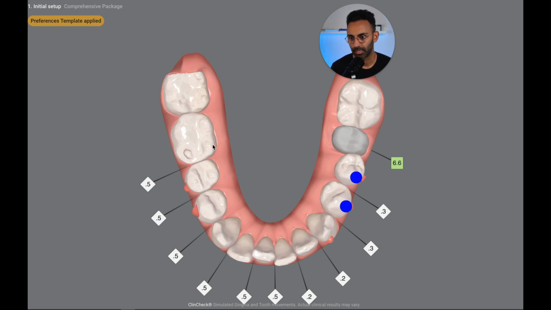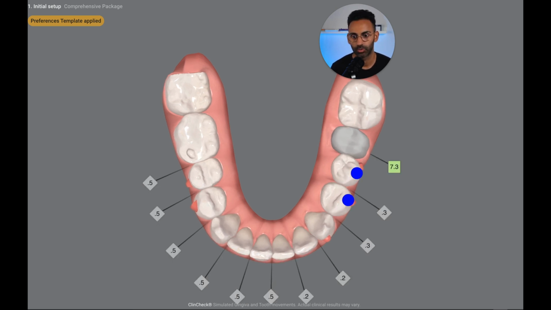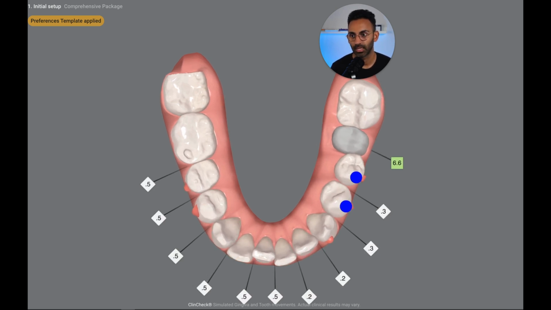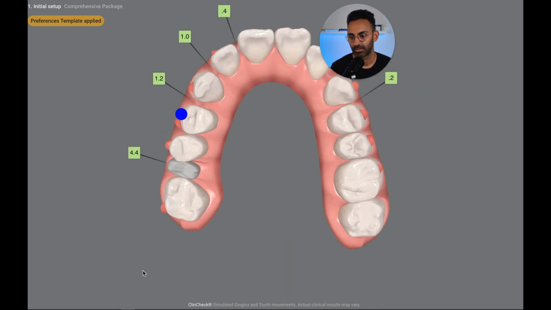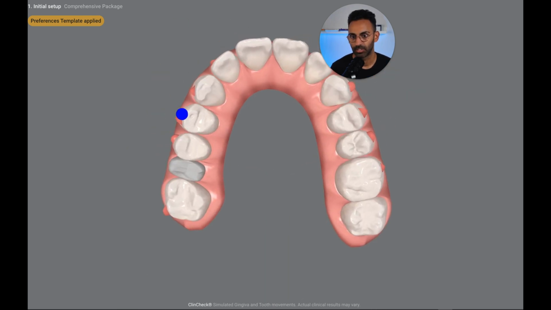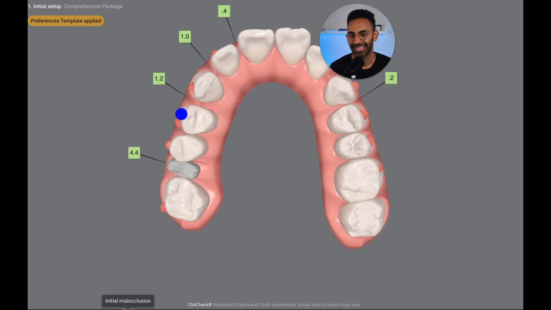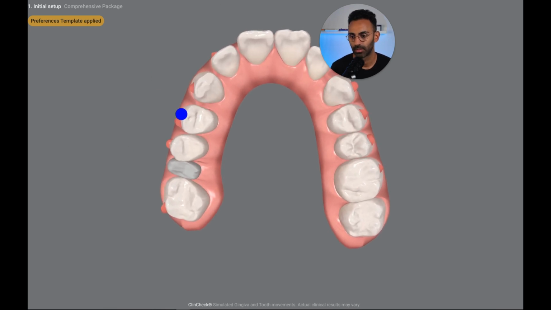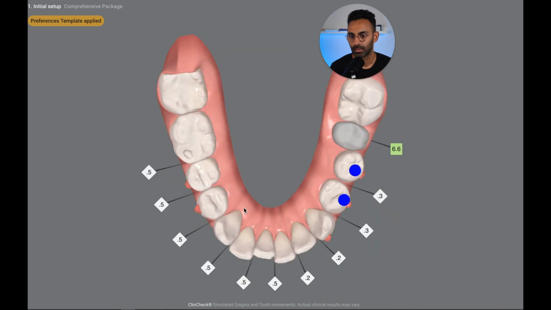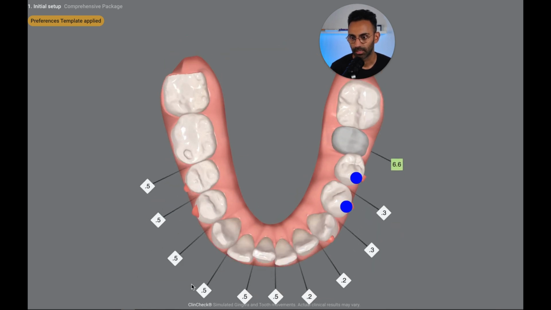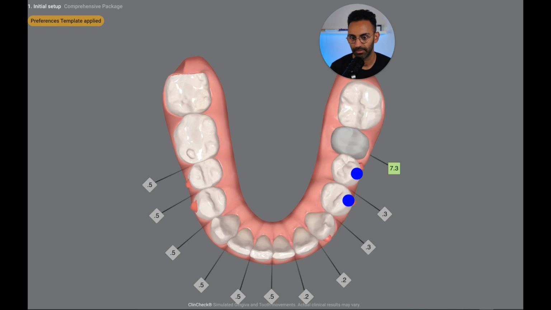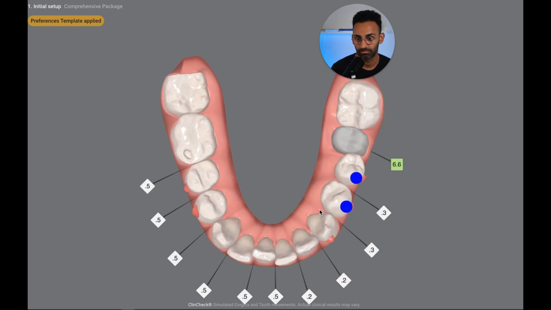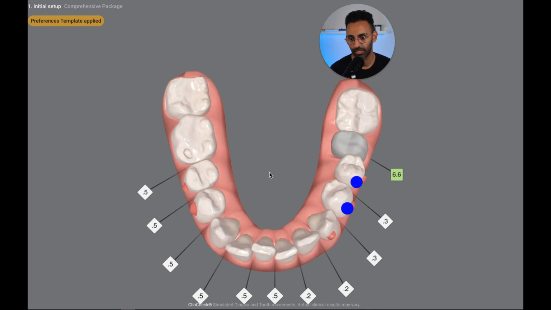And so on the bottom, as you can see through this plan, there's a lot of IPR going on here. So the plan here is to try to create some space by doing IPR. And then on the maxillary arch, the plan initially is to basically remove the space, bring everything back in together. Looking at this, my first thing would be that this is a significant amount of IPR to be doing.